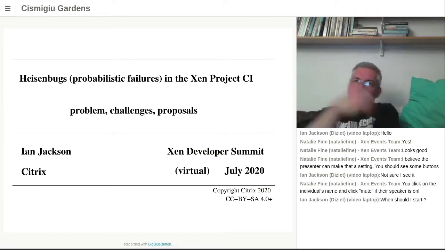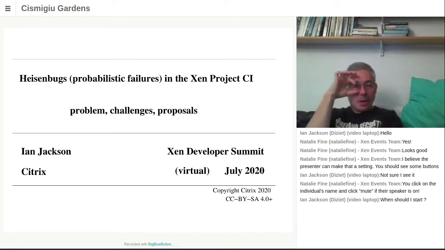So I wanted to talk today about some problems that we've been having with the Xen Project CI system. To give some background, the Xen Project has its own CI system which gates updates from the developers from staging to master, and that mostly runs. So there's two CI systems.